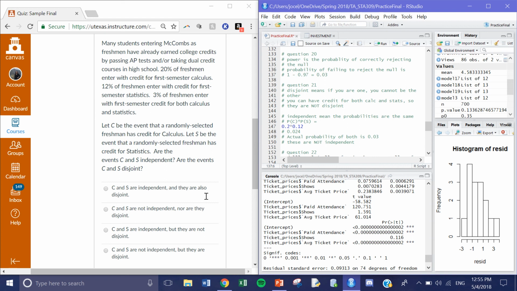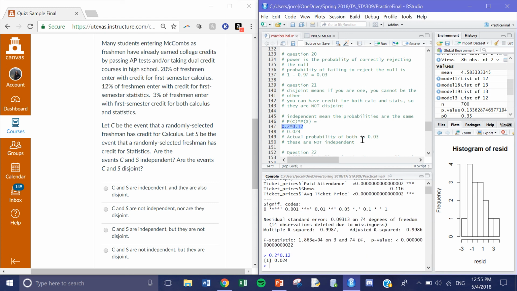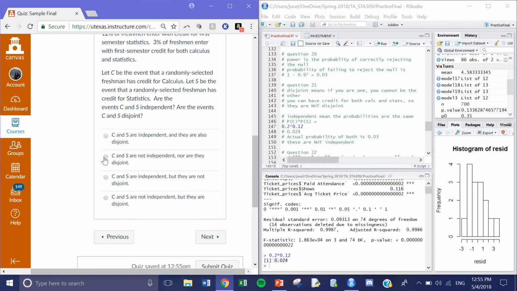Independence means that the probability of calculus times the probability of stats should equal the actual probability of both. So this 20% of freshmen entering with credit for calculus times this 12% of freshmen entering with credit for statistics should equal the true probability of both. So 0.2 times 0.12 is 0.024. So if they were independent, the proportion of students with both would be 2.4%. But the actual probability of both is 3%. So this shows that calculus and stats are not independent. So they are not independent and they are not disjoint.